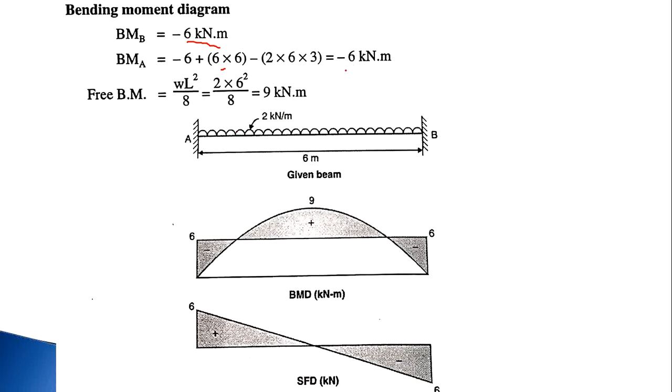And by using these reactions RA and RB, draw the SFD. The SF at A is 6 kilonewton plus and SF at B is 6 kilonewton minus. So join with a horizontal inclined straight line, and the line of the shear force diagram cuts the baseline at half of the span. So this is the solution for a fixed beam carrying a UDL over the entire span by using the flexibility method. Thank you.